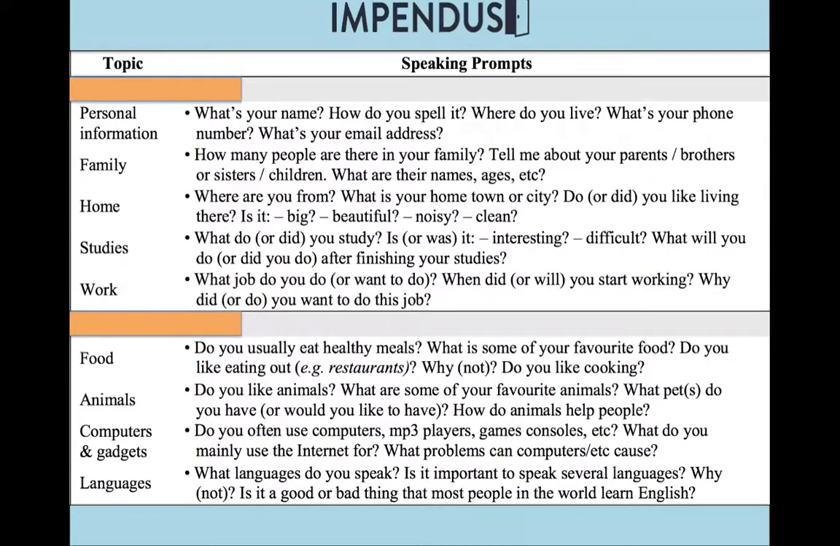This section talks about personal information, family, home, studies, and work. Basic questions like what's your name? Where is your house? Is your house big, beautiful, noisy, or clean? What job do you want to do? What do you study? Take 15 seconds to review the questions and see if you can guess the level.